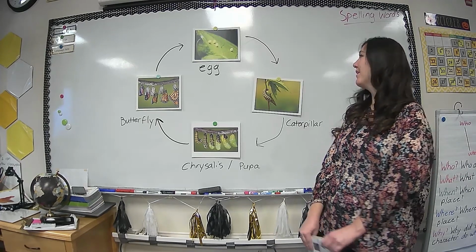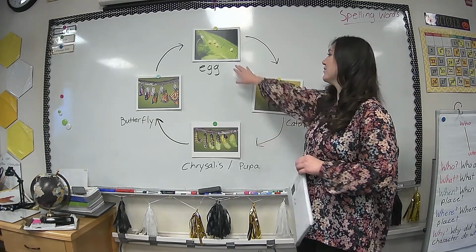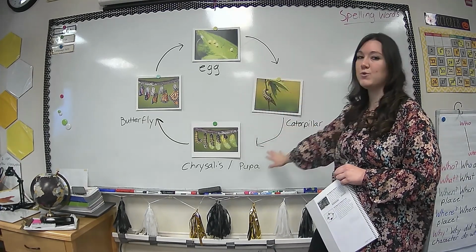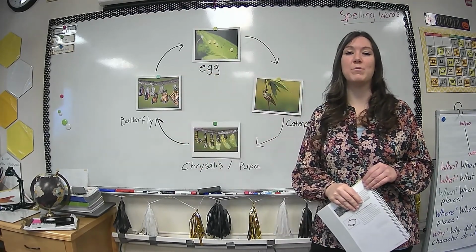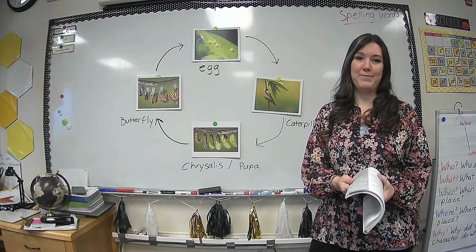Just like a frog, the life cycle of a butterfly starts with an egg, moves through all of these stages, and goes back to egg. It could also be egg to egg.